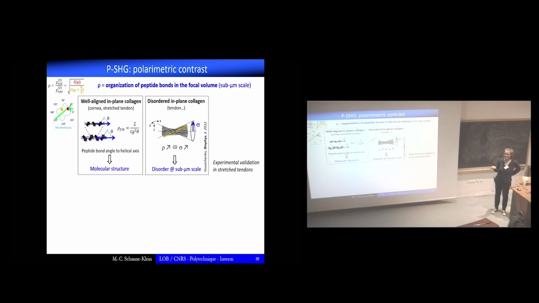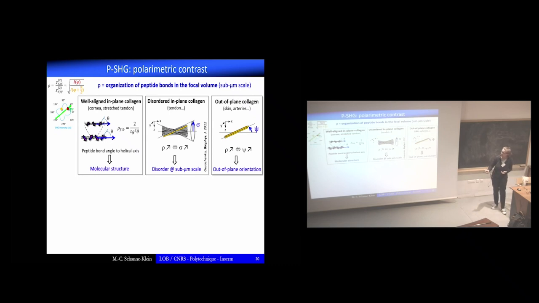So we have checked it experimentally in tendon by stretching a tendon under the microscope. And we have seen that when you stretch it, we align the fibers, and this parameter decreases. It can also increase if we have out-of-plane collagen fibers, so if we have collagen fiber not within the imaging plane. So just to give an example of this, that is not really a biological tissue, still it's a biological tissue. It's parchment.